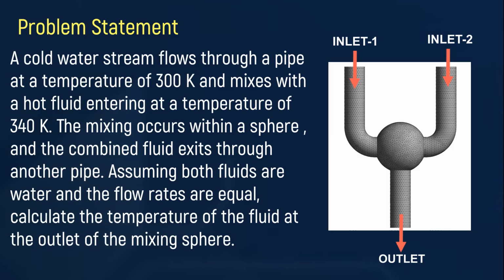In inlet 1, water is entering at a temperature of 340 Kelvin at a velocity of 0.001 meter per second. And at inlet 2, water is entering at a temperature of 300 Kelvin. We need to find out what is the effective temperature at this outlet due to mixing of these two streams inside this spherical shape.